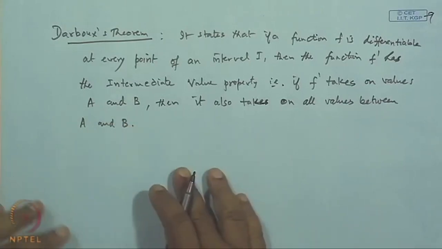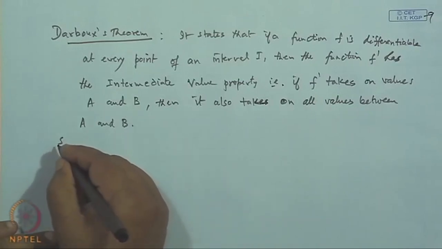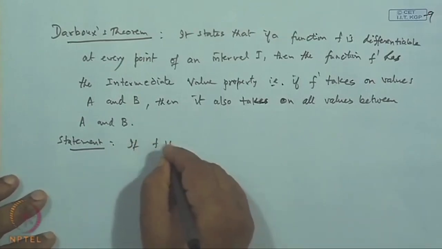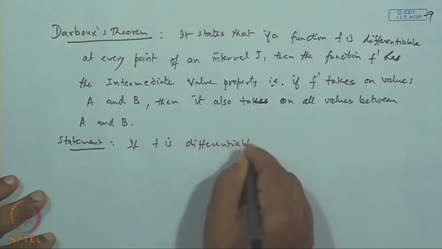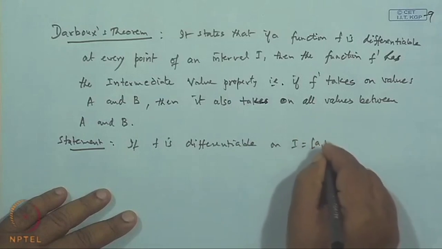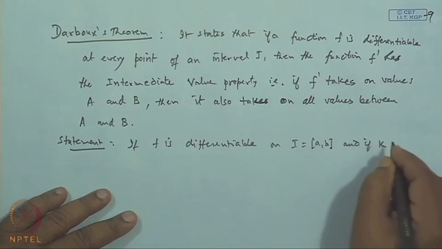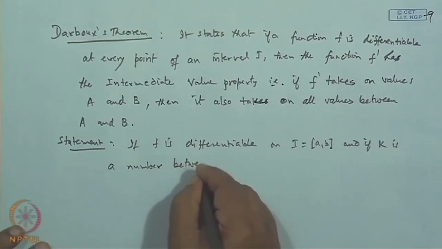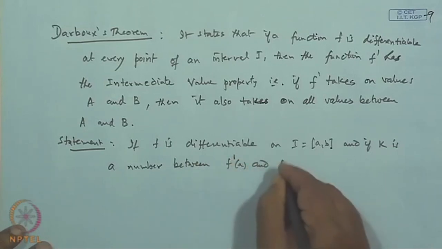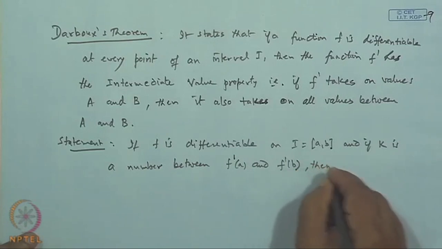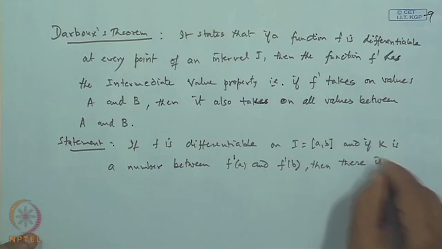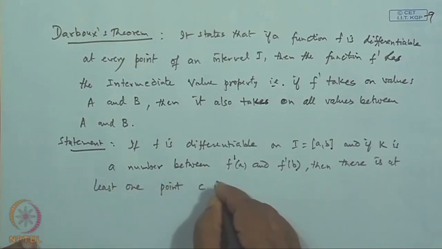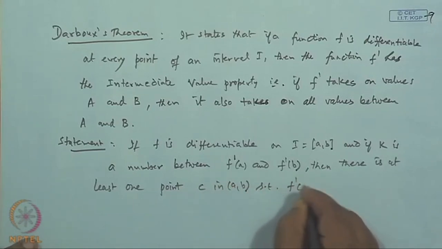Okay. So the exact statement is: if f is differentiable on the closed and bounded interval I, and if k is a number between f prime a and f prime b, then there is at least one point c in the interval (a, b) such that the derivative of the function at c is k.